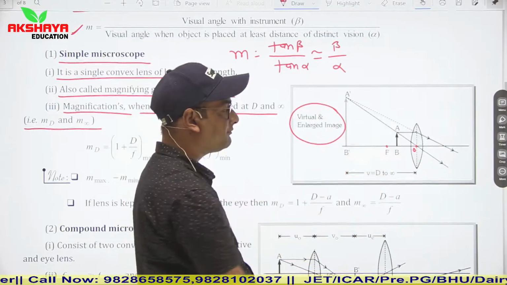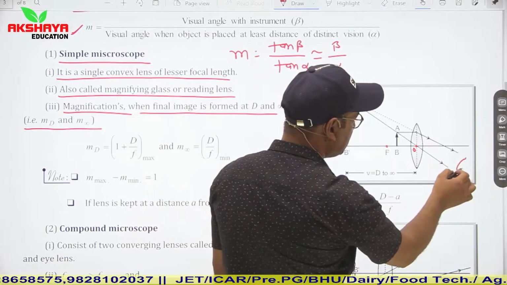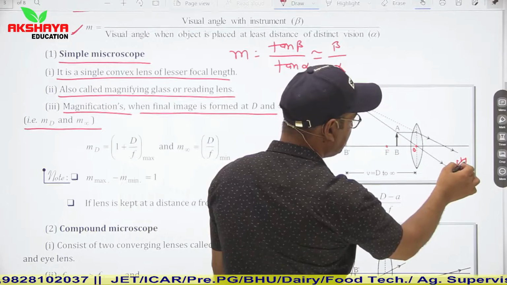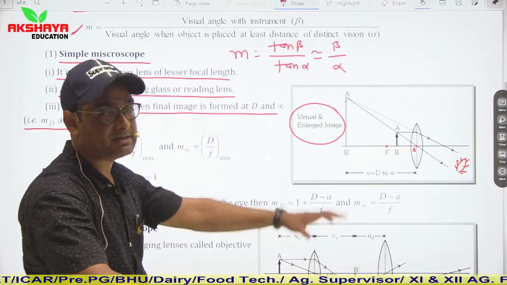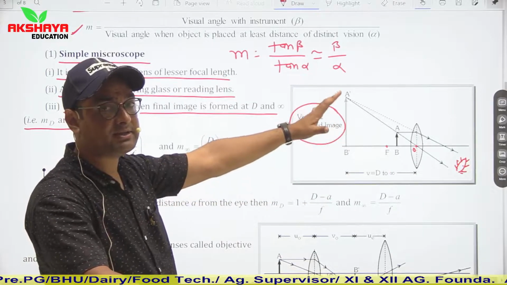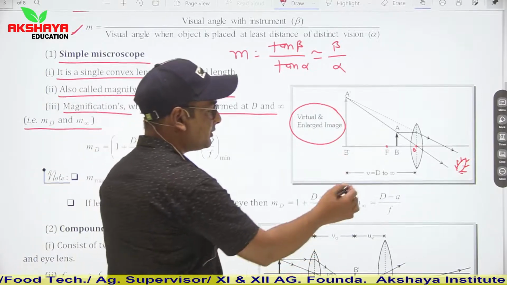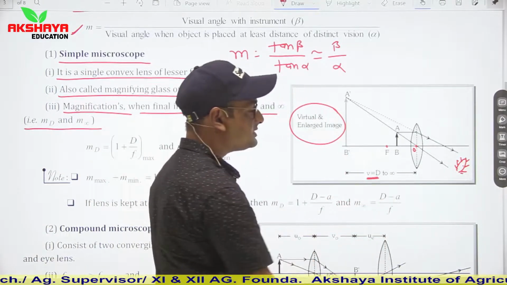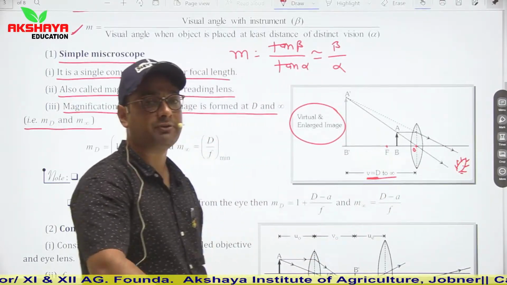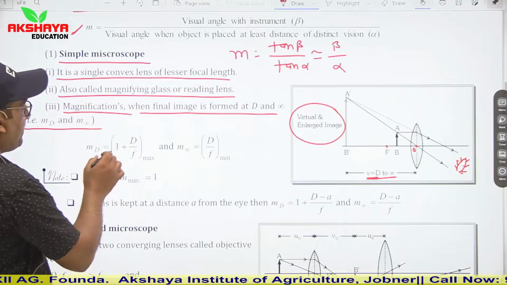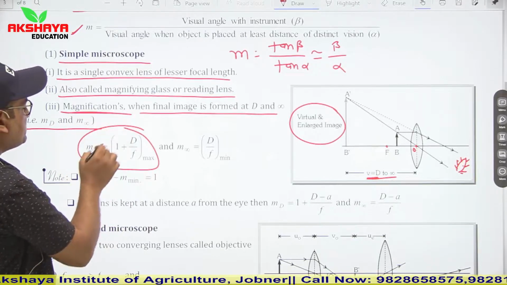So we can clearly see from here. Let us say that an observer is having its eye at this place and it is observing angle alpha and angle beta, means visual angle with the image and visual angle with the object when it is at least distance of distinct vision. So here the image distance lies between capital D to infinity. So when it is D, we are talking about magnification for D.